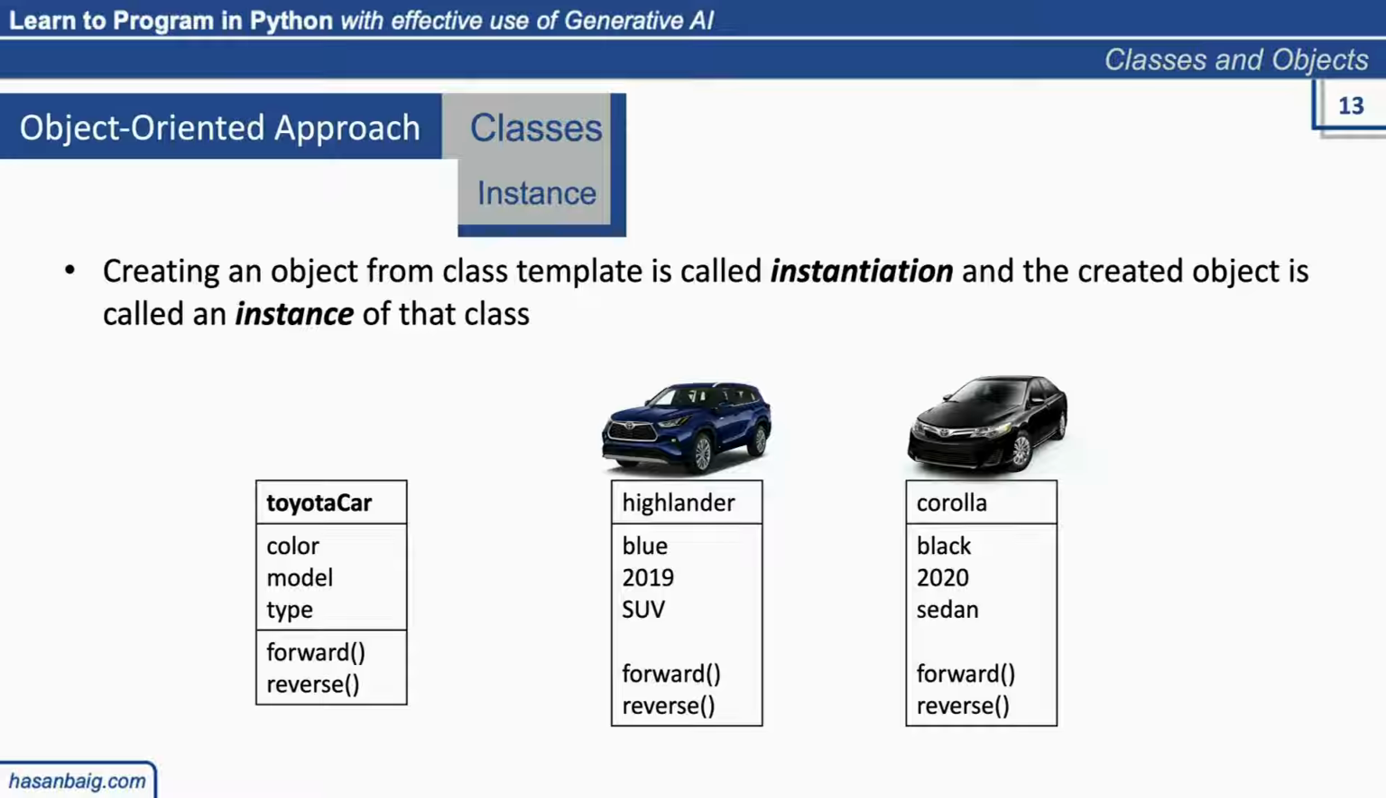So while you are creating an object, you do not need to repeat that piece of code again and again. Okay? That function you can execute on Highlander, you can execute on Corolla, and you can execute on other 200 cars that you may create.